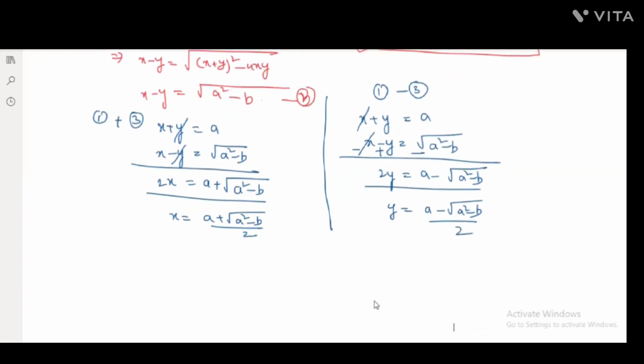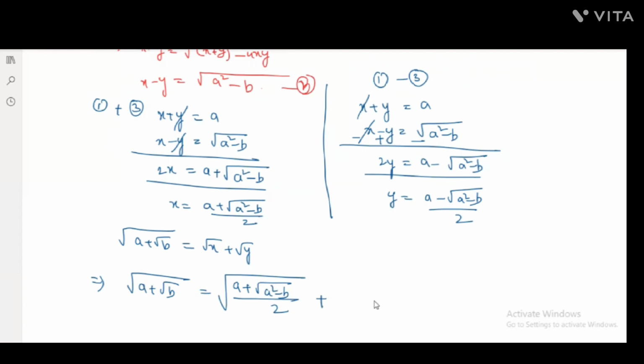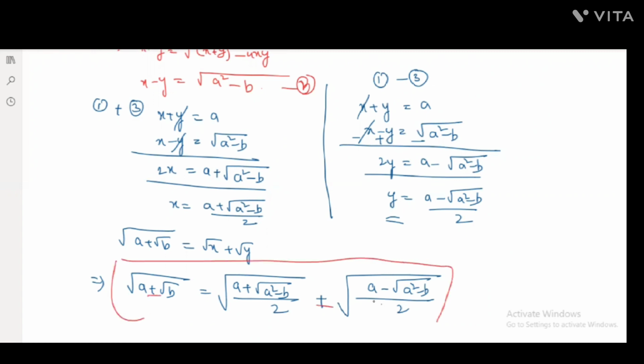So we assumed in the beginning that root over a plus root b is equal to root x plus root y. Let's substitute the x and y values here. So root over a plus root b is equal to root over (a plus root a square minus b by 2) plus root over (a minus root a square minus b by 2), the y value being substituted. When you have the plus here, and when you have the minus, you will get the minus. So this is the formula to find the square root of a third. Direct formula, this is a shortcut.